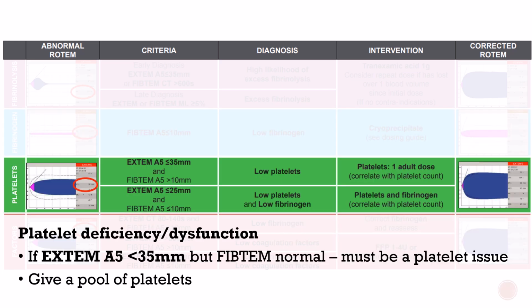Next, an example of platelet deficiency or dysfunction. Again, we've seen this already, but putting some actual numbers to it. If you had a normal FibTem, the A5 was over 10, but an XTEM where the A5 is under 35, so a weak clot for an XTEM. This shows you that it's a platelet issue and they need some pooled platelets. Very easy, it is 1 dose of pooled platelets.